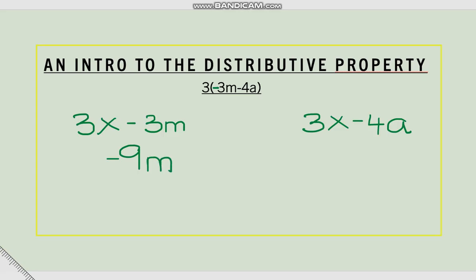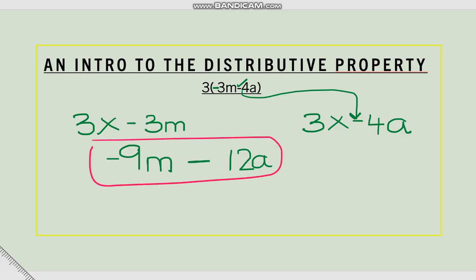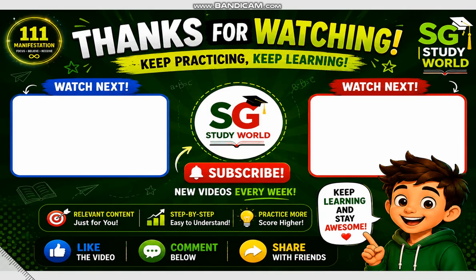3 times 4 is 12a, and here was this negative sign that I incorporated here, and that means it remains exactly the same. There is no change. Minus 9m minus 12a. In this question, we brought both the terms with variables, but it created no impact on the process that the number outside was being multiplied to both the terms inside the brackets. I hope you have completely understood this concept.